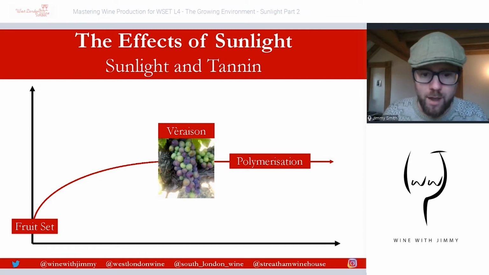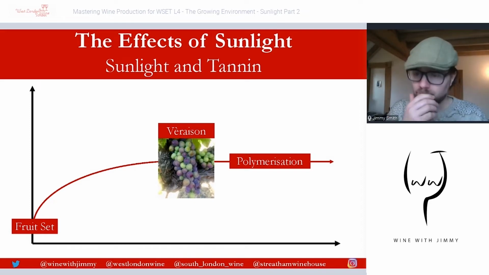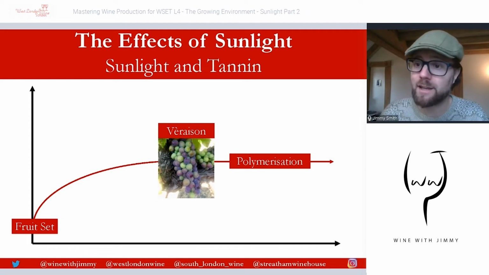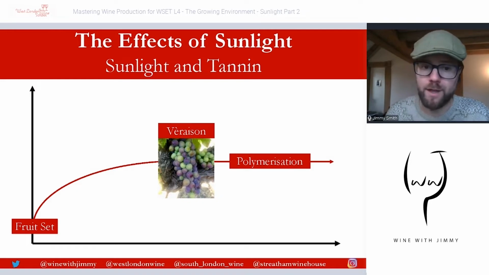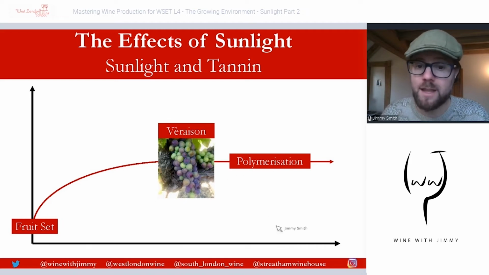But if we take this bottom area, which says fruit set just down here, this, of course, is after flowering, successful fruit has developed, depending on how successful the flowering is. And then we start to increase the volume of tannin. So from fruit set to veraison, which is color change, we have that increase of tannin. So this is pre-veraison. Post-veraison is the polymerization of those tannins, really the development of those tannins.